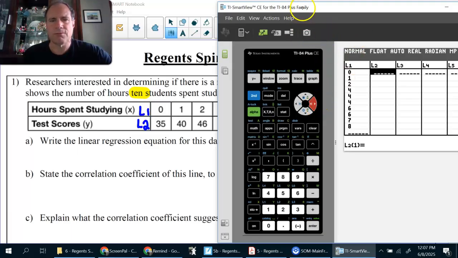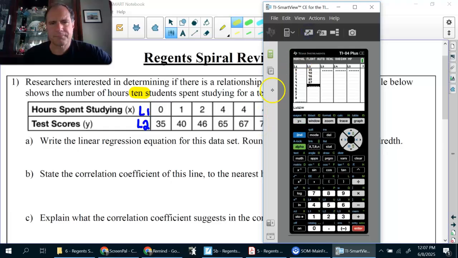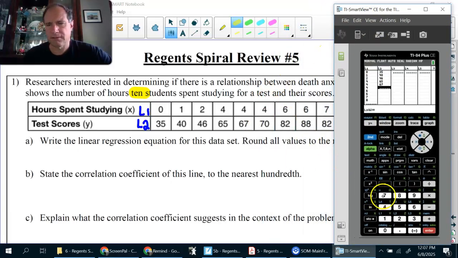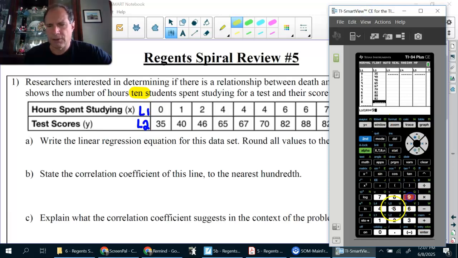Then you jump over to L2 and you go along 35, 40, 46, 65, 67, 70, 82, 88, another 82, and finally a 95. So really important that the numbers match up, right?